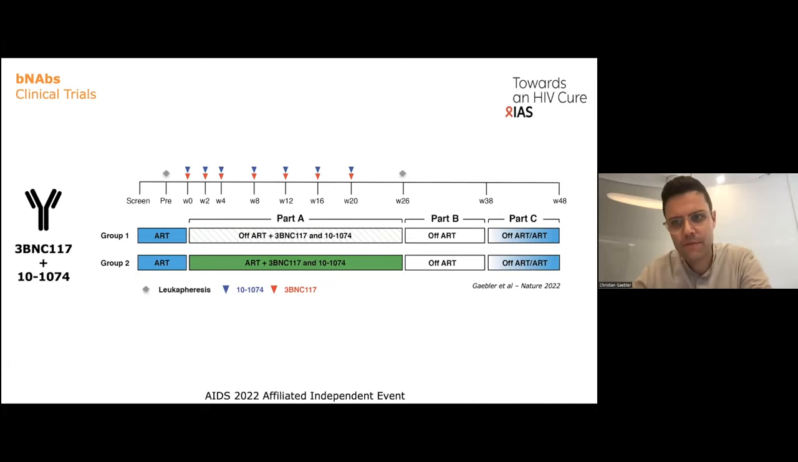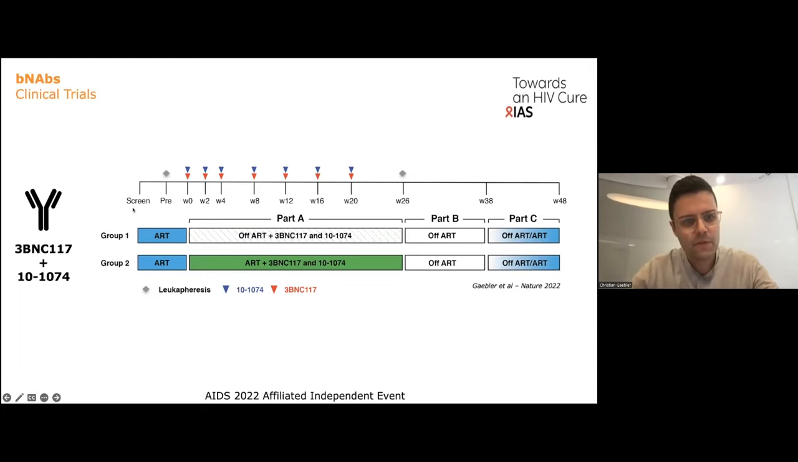So as a somewhat logical consequence of this clinical trial that I just introduced, over the last few years we performed a somewhat extended trial with a somewhat more complex study design. So I'm going to walk us through. In this case, we had two groups of study participants. Again, these were people living with HIV who had been infected for quite some time. Instead of three antibody infusions, this time the study design involved seven antibody infusions over a dosing period of 20 weeks.